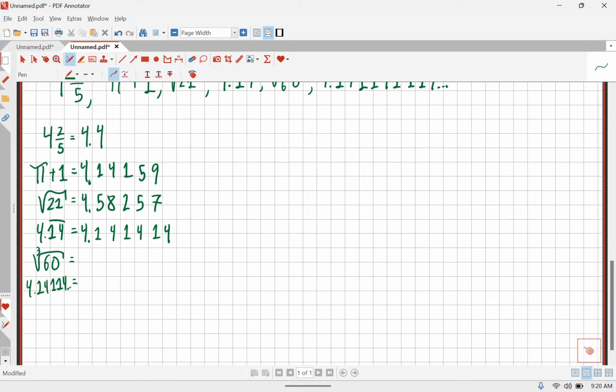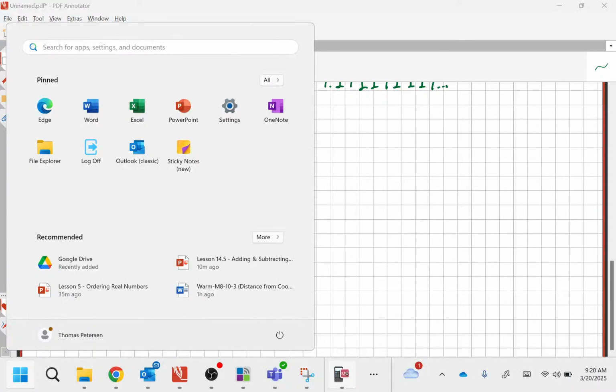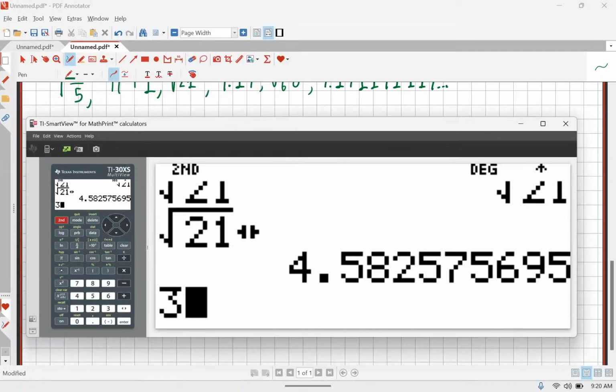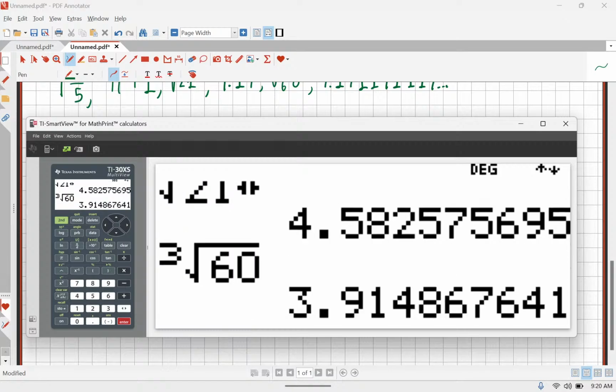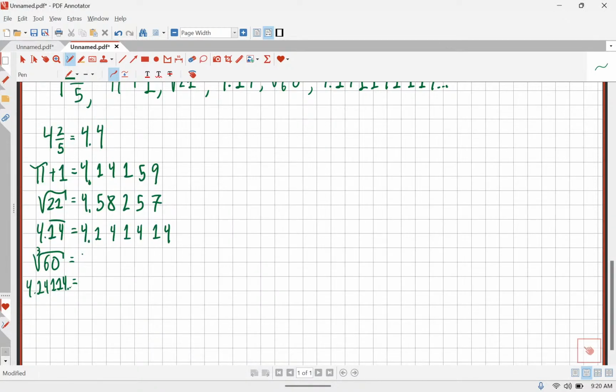Let's finish this off, though. The third root of 60 is 3.9148. And then this is 4.1411411114 and so on.